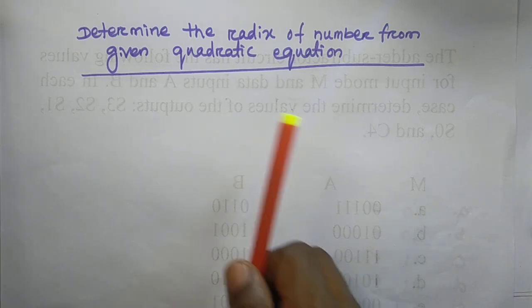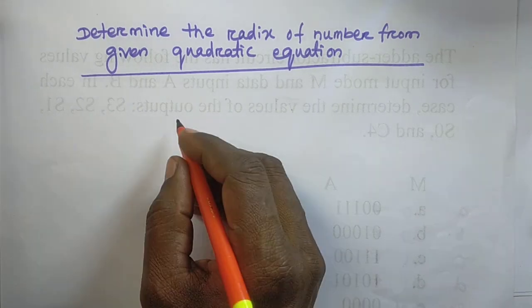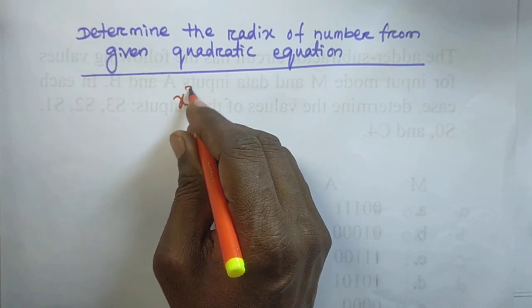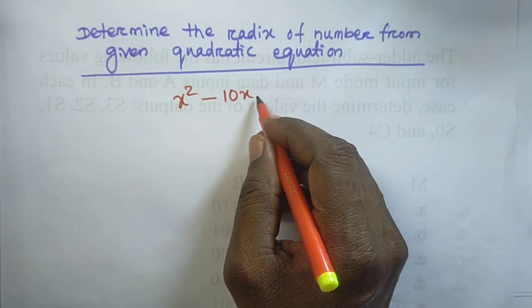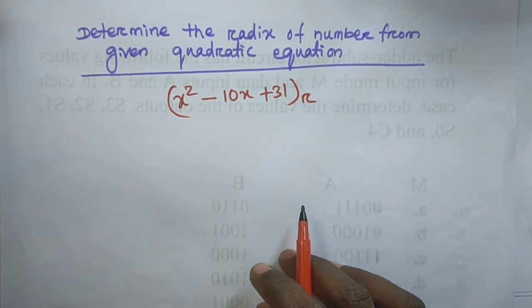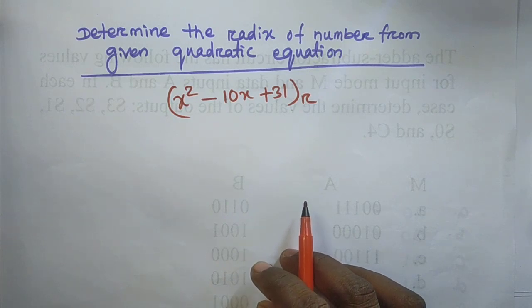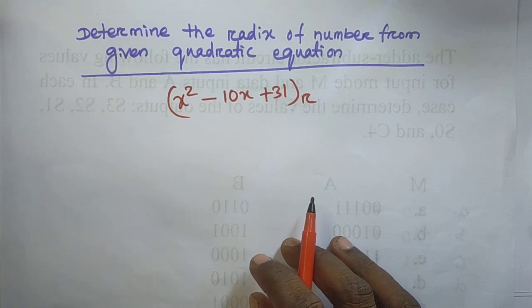So let us consider, since a quadratic equation is given, we have to take that quadratic equation in a very simple way, then find its radix. Suppose x square minus 10x plus 31 has radix r. We have to find out this particular radix r. If we go through the equation given in this way, we can find it very simply.